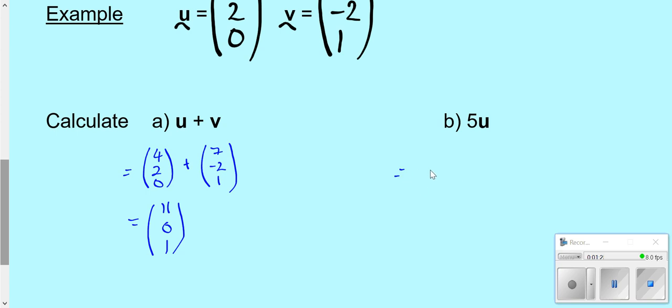We still multiply by a scalar in the same way. So 5 lots of u, so use the vector 4, 2, and 0. We multiply each value by 5. So 5 times 4 is 20. 5 times 2 is 10. 5 times 0 stays as 0.